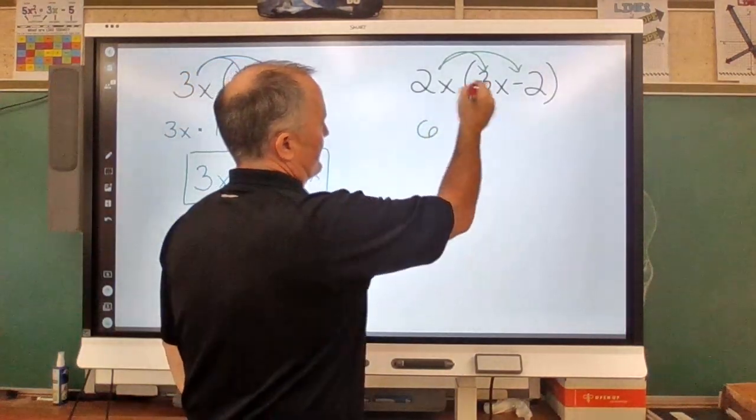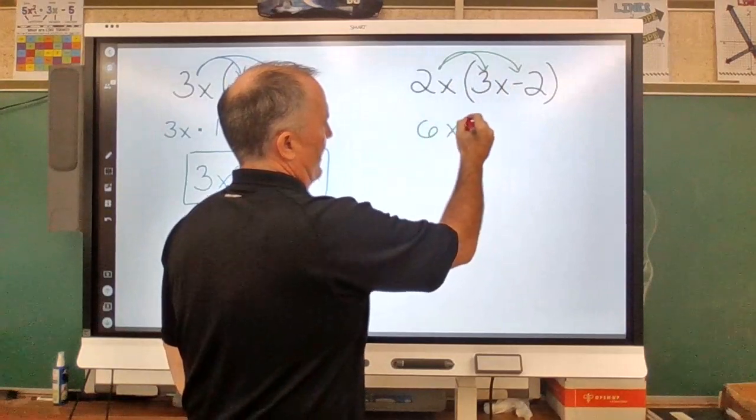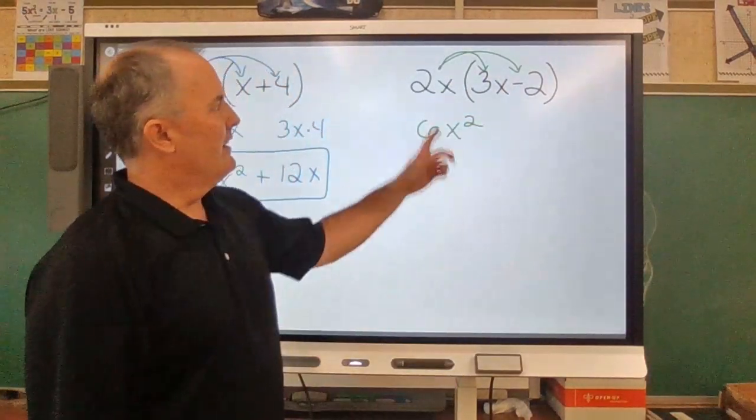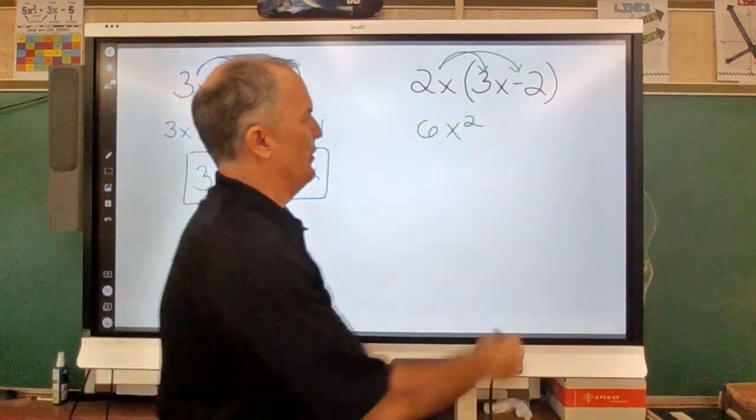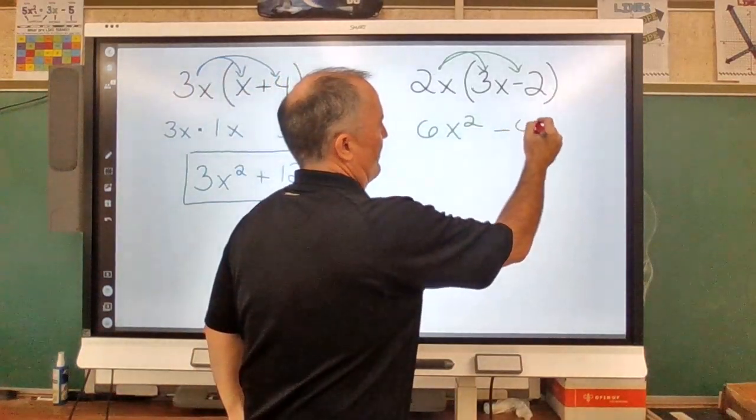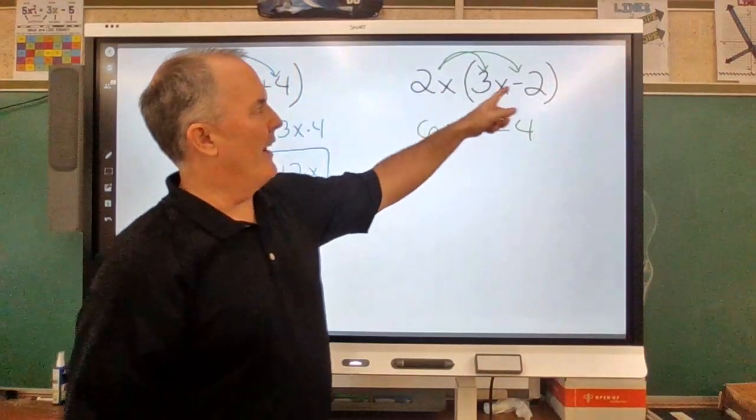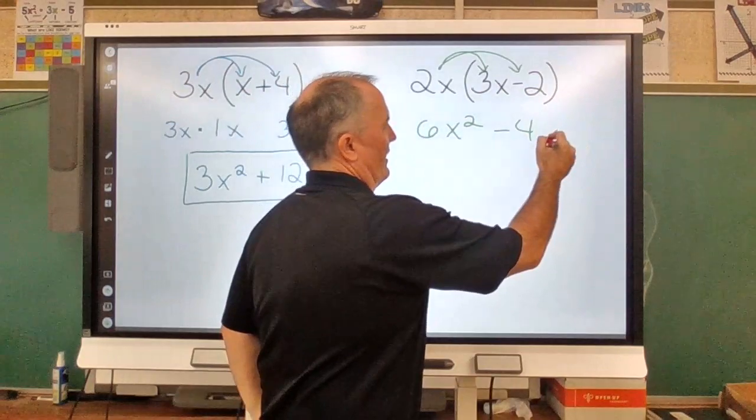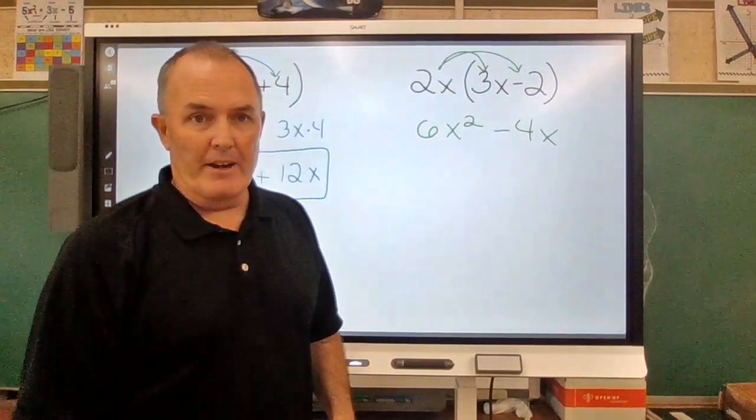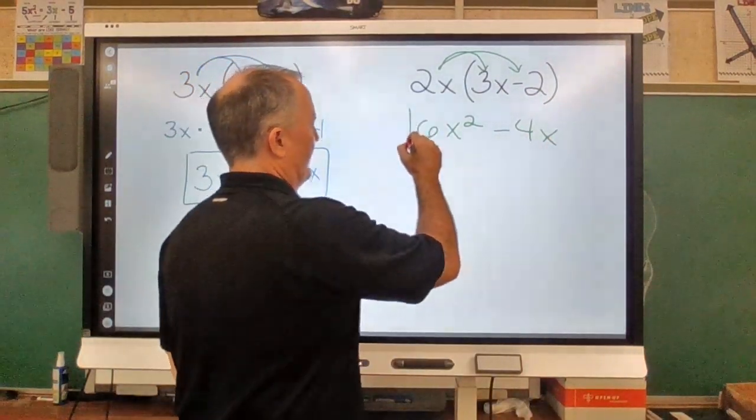So that would be 6, and x times x is x squared. And then 2 times negative 2 would be a negative 4. I only have the one little x over here. So that would be my final answer if I was simplifying that term.